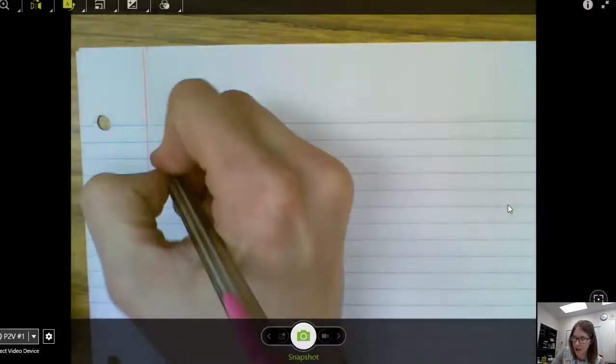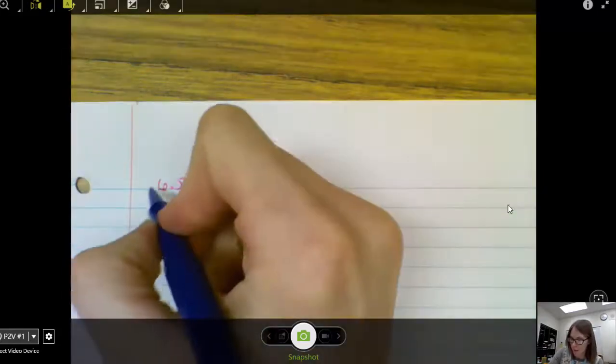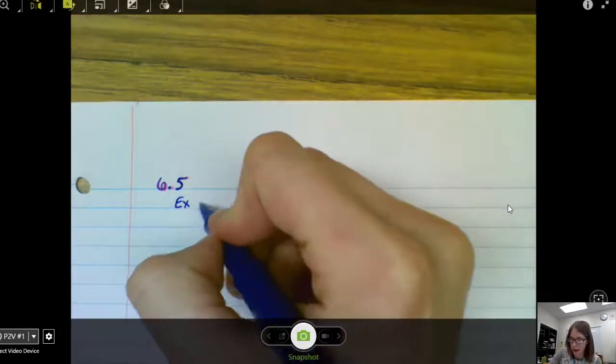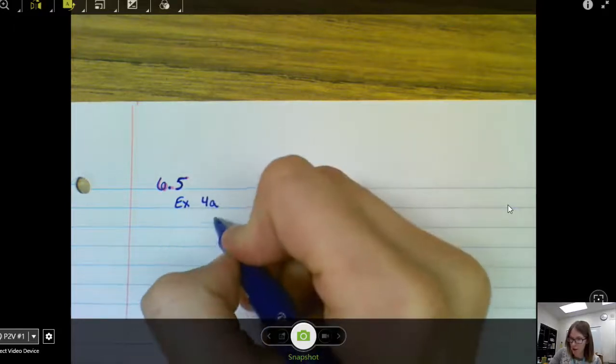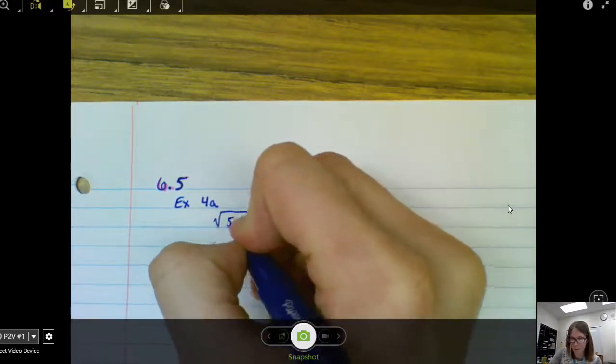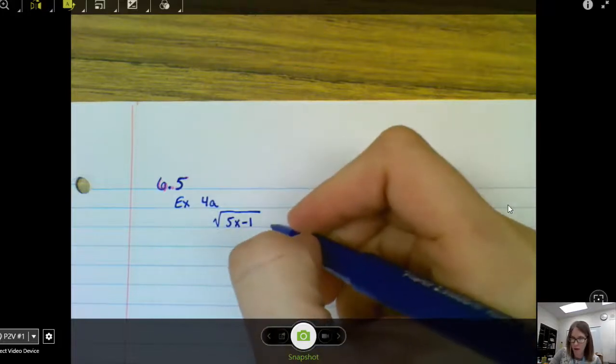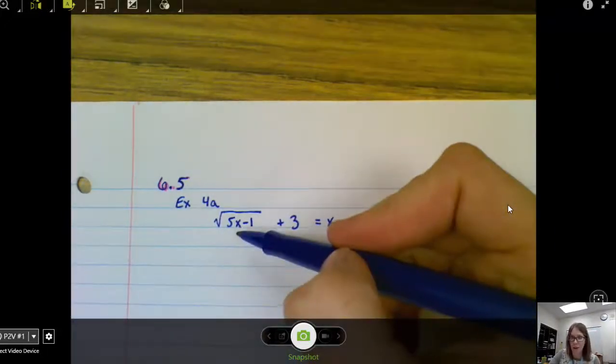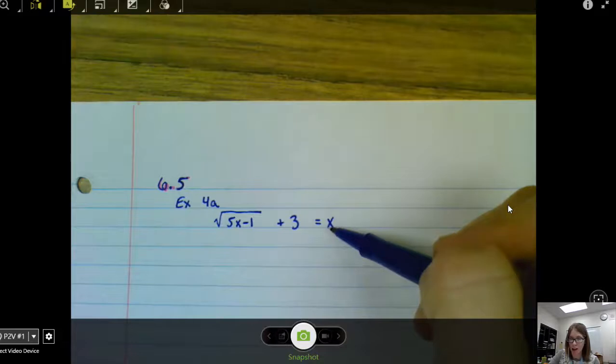We have a couple different types of equations to look at today in section 6.5, and this is our last little bit of new content before we start getting ready for our test. The types of equations that we look at today are different because, like an example for A here, I don't just have a variable underneath the radical. So my example here, I have the square root of 5x minus 1 plus 3 equals x. I don't just have my variable underneath the radical, I have a variable on the other side or somewhere else in my equation as well.